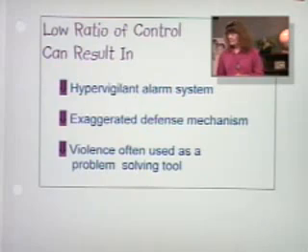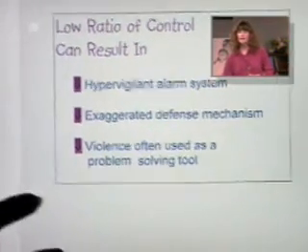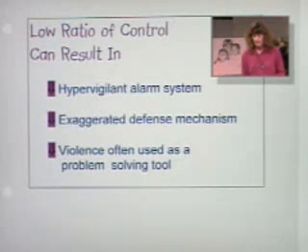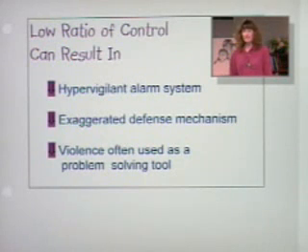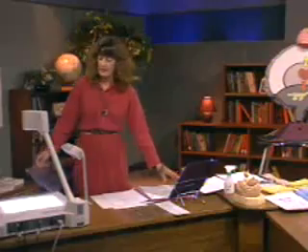Now, this isn't because these are bad children, but it's because this is how their brain has developed in the best possible way that it can, given the circumstances. It's trying to keep the child alive. It's trying to keep the child safe. So if violence starts to be a result of that, there are some contributing or influencing factors for that.